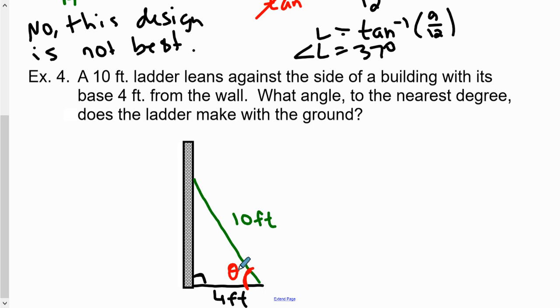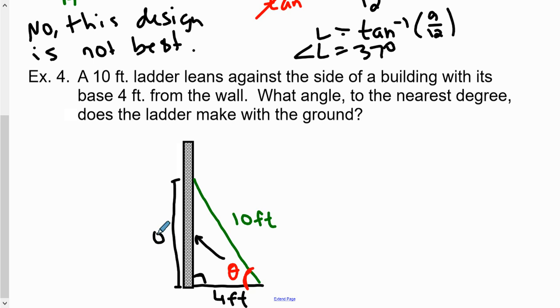Well, if I want to find out this angle, I need to know the opposite side and the adjacent side. But right now I have a problem. When I look here, the opposite side is how far up our wall the ladder hits, and we don't actually have that information yet. We know how long the ladder is, we know the hypotenuse. But remember that the tangent ratio doesn't take the hypotenuse into consideration. So how can I find the third side when I know two sides of a triangle?